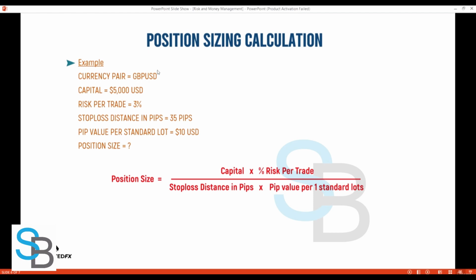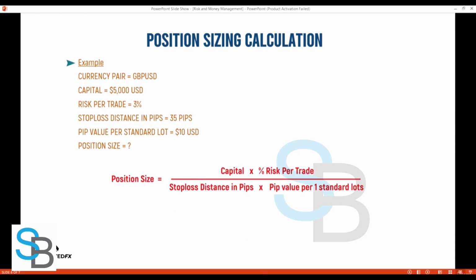Now we have an example here where we are trying to calculate the position size for a trade. The trade is to be entered on GBP/USD, and the capital of the account is $5,000, and our risk per trade is 3% of our capital. Our stop loss distance is 35 pips. Then the pip value per standard lot is $10. Now we're trying to calculate the position size. This is the formula: position size equals capital times risk per trade divided by stop loss distance in pips times pip value per 1 standard lot, right?